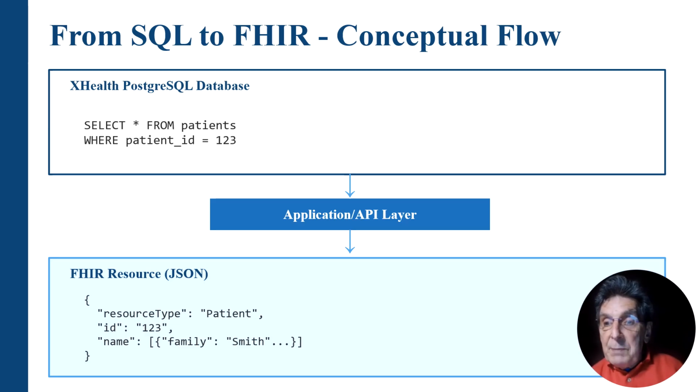In the middle, you have an application or an API layer. And this is where transformation happens. The application takes the flat row from the database and restructures it into the nested JSON format that FHIR requires. At the top, you have the FHIR resource in JSON format. The resource type is Patient. The ID is 123. The name is structured, and the address is all properly formatted.